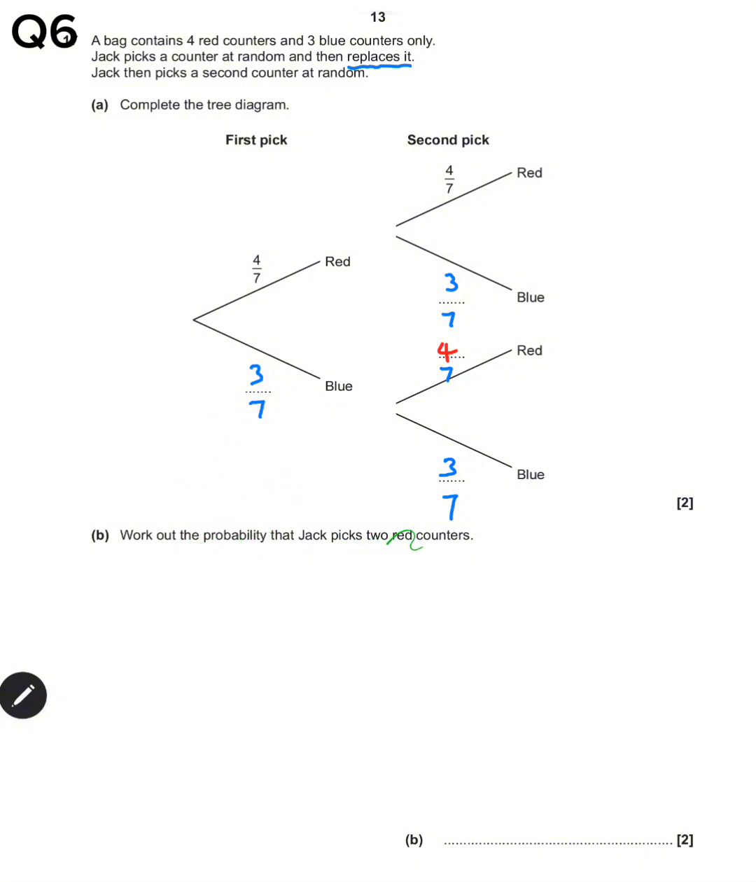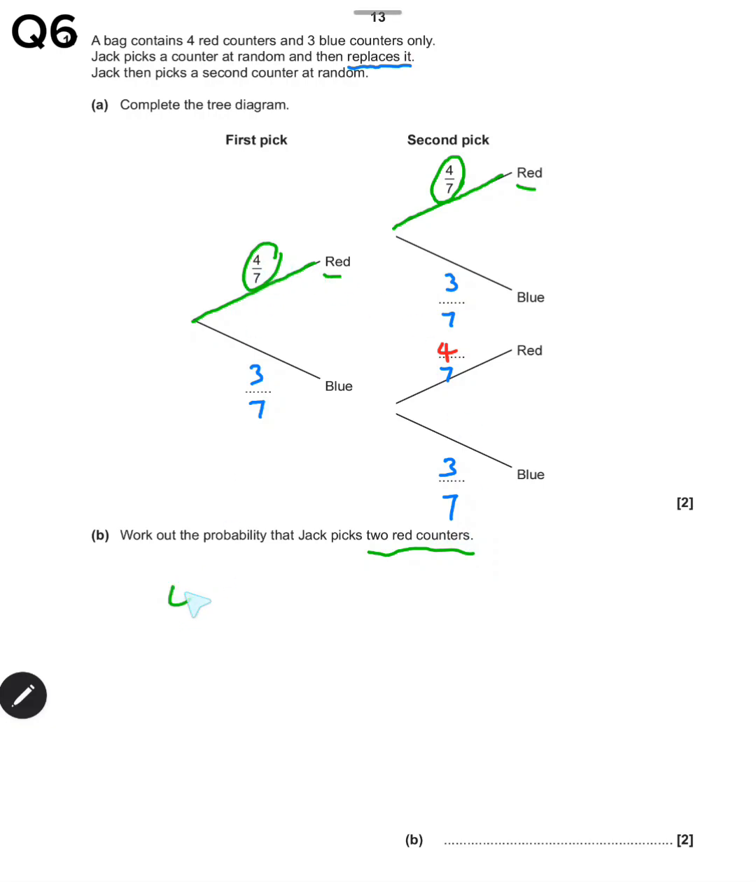Part B says work out the probability that we get 2 red counters. So we're going to travel along this branch to red, and then we're going to travel along this branch to red, and all we need to do is sweep up those probabilities as we go. That's the probability of red and red, 2 red counters.